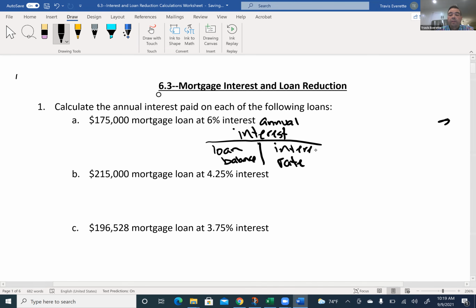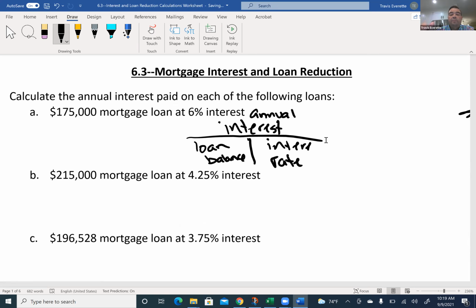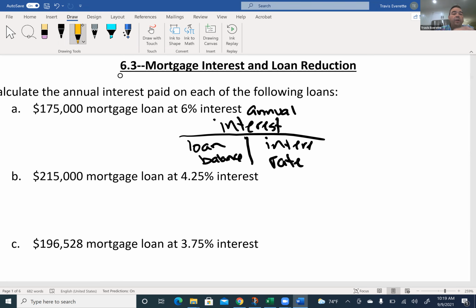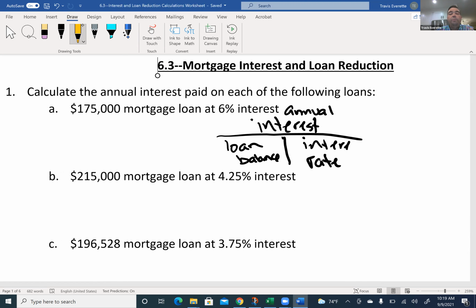The pen's not cooperating right there. Does that sometimes. Anyway, let's take a look at this question. It says, calculate the annual interest paid on each of the following loans. And they give us the loan balance, $175,000, and they give us a 6% interest rate. Well, if they're side by side in the T-bar, that means we're going to want to multiply them. So we take the $175,000 times 6% annual interest. That is $10,500 in annual interest on that loan.